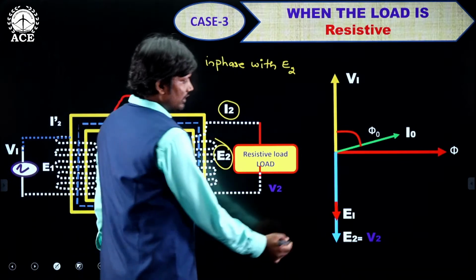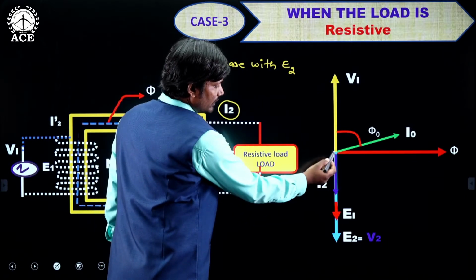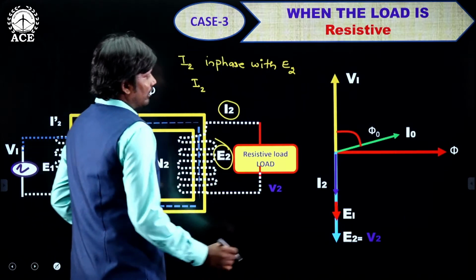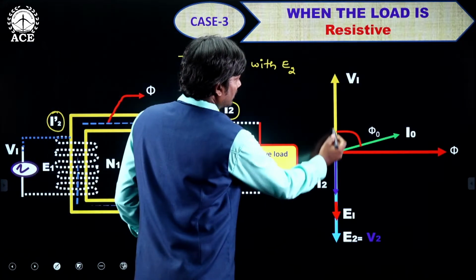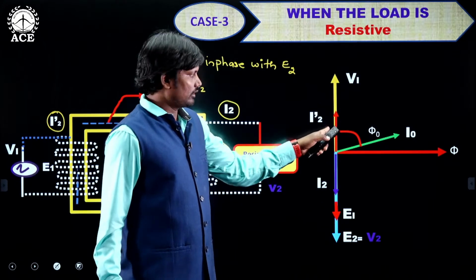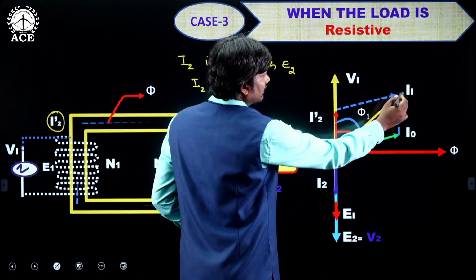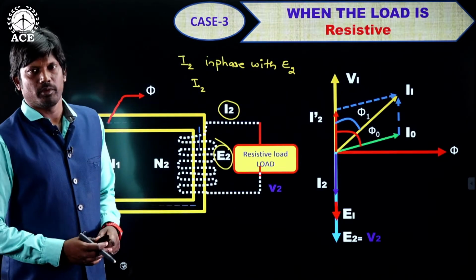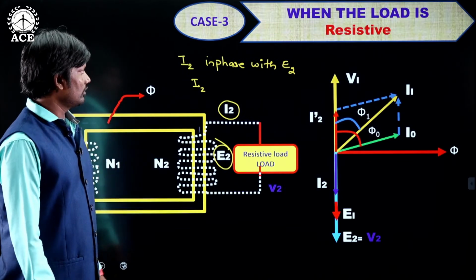In phase means I2 is somewhere here, in this direction. I2 dash is opposite to I2, so it will come somewhere here. Now the resultant of I0 and I2 dash will come in this direction, and this is I1. So this is the phasor diagram of a transformer when the load is resistive. Okay, note down.